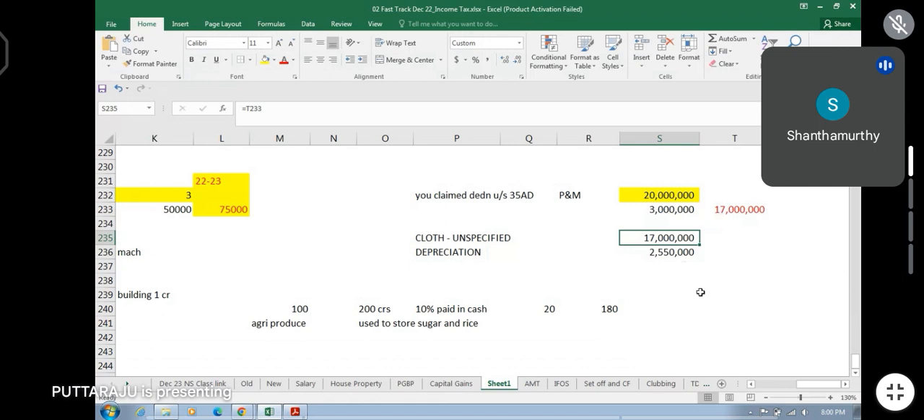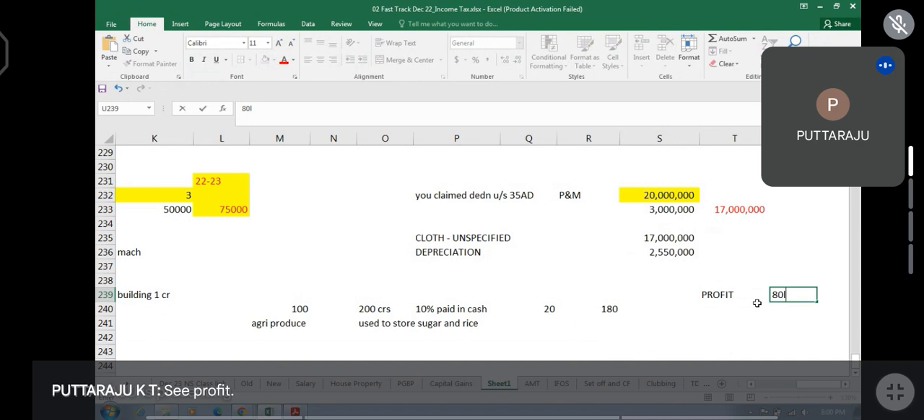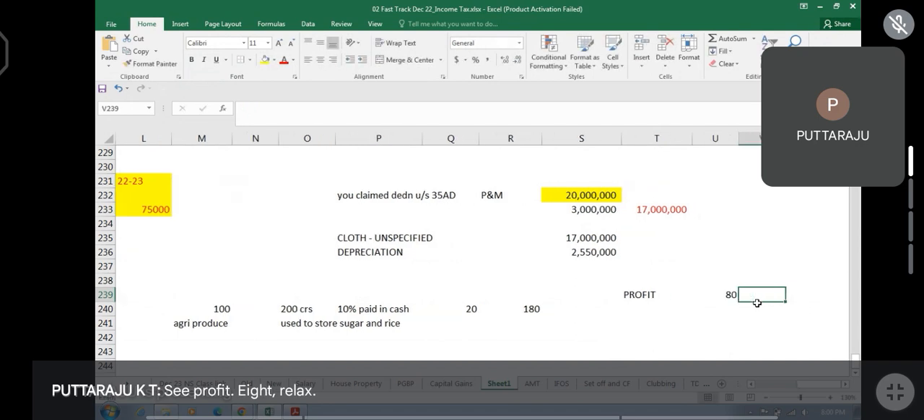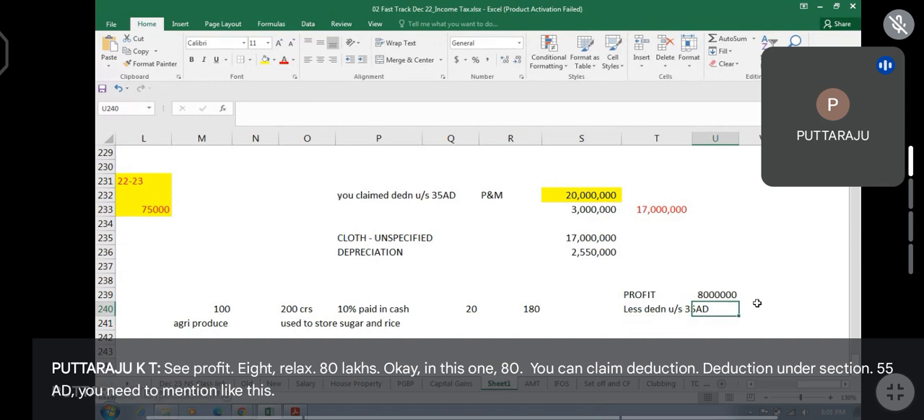One crore 10 lakhs. Say, profit 80 lakhs. You can claim deduction under section 35AD. You need to mention it like this. How much? 1 crore 90 lakhs.